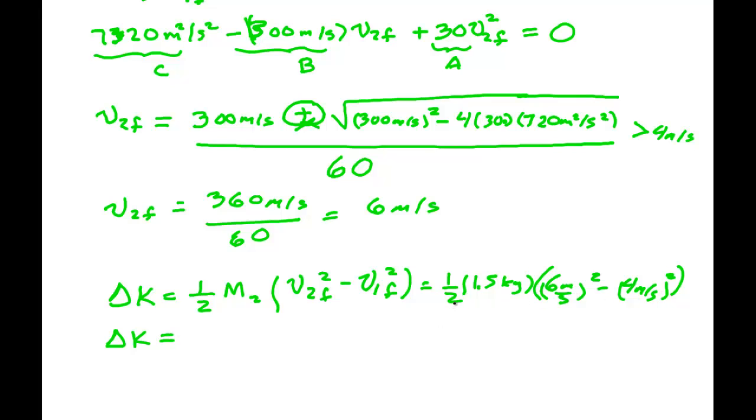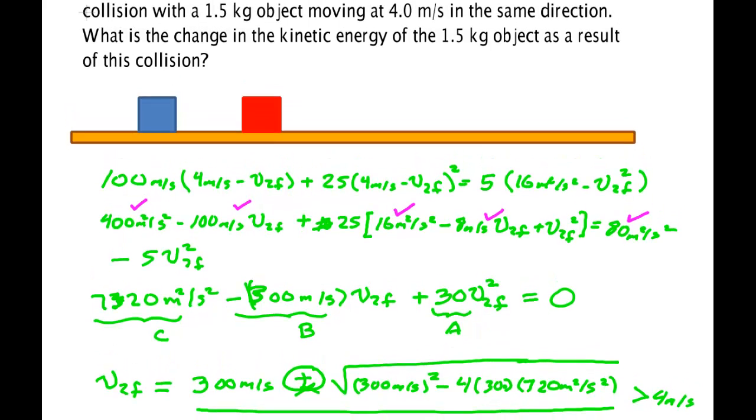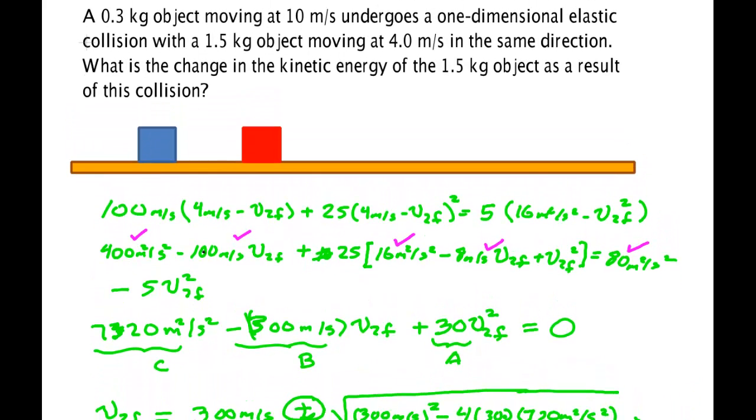20 divided by 2 is 10, and 10 times 1.5 is 15 joules. So the second block gained 15 joules, and its speed became 6 meters per second. And the red, or the initial block, the blue block, lost 15 joules. And we can figure out what its speed is. And I think if you do that calculation, I believe you'll find that this block actually stopped.